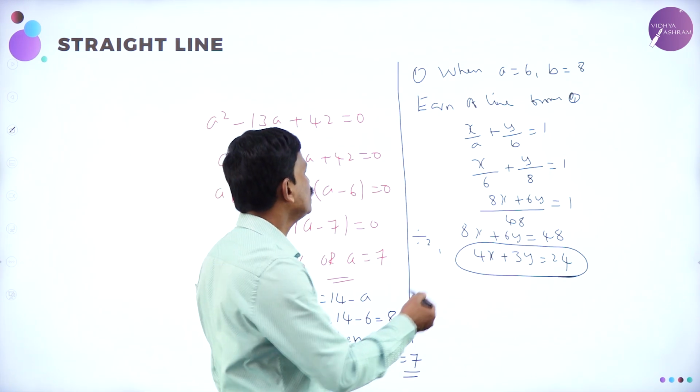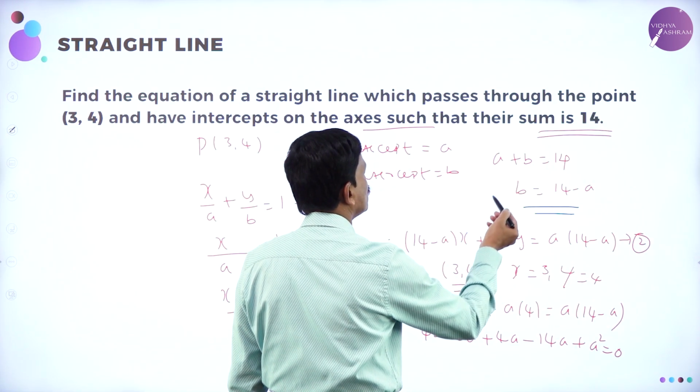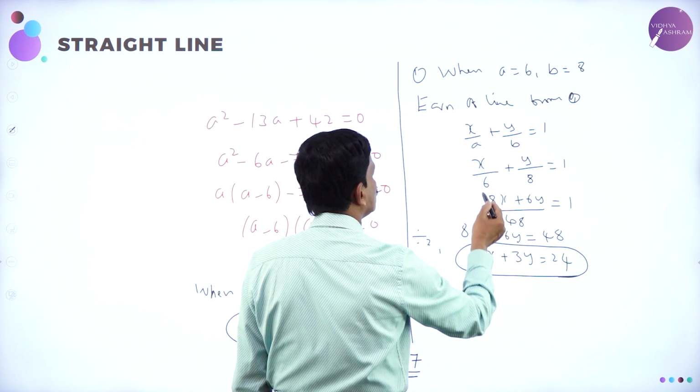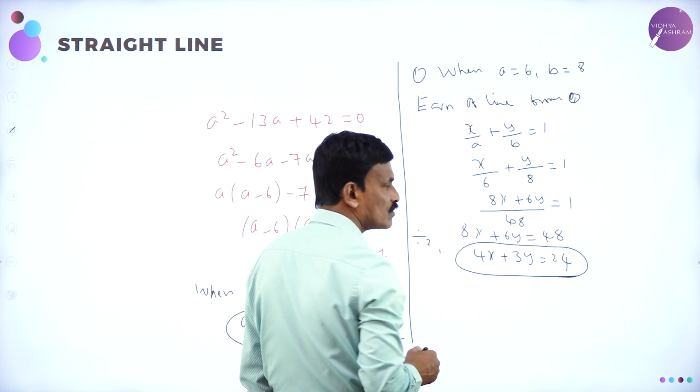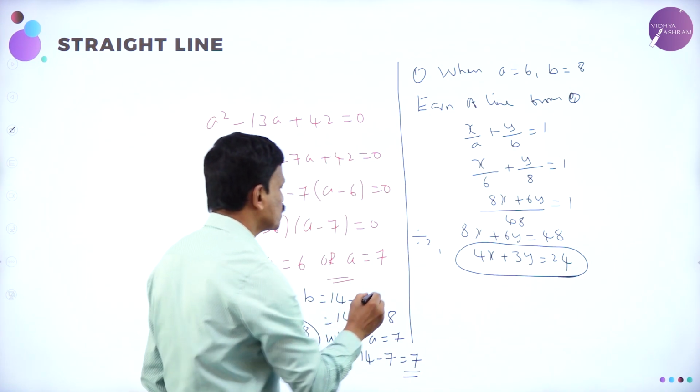This is the first equation, right? Okay. Now see, if you want to check the intercept, what is given? Sum of the intercept is 14. 8 plus 6 is 14. Now let us come to case 2, second equation.